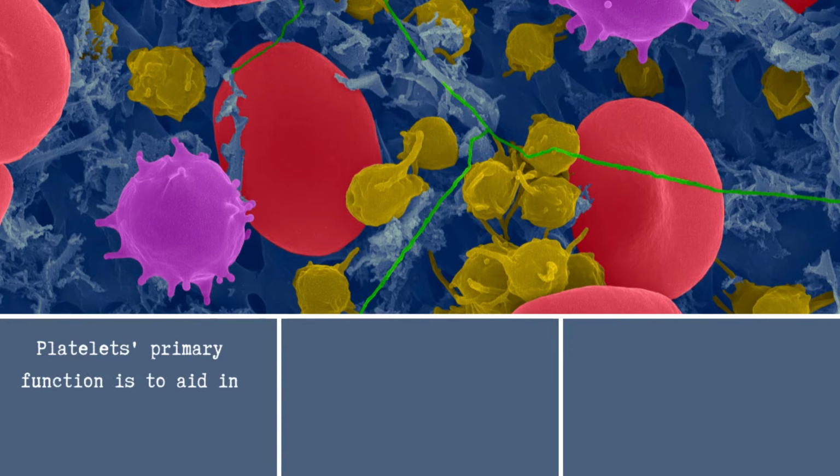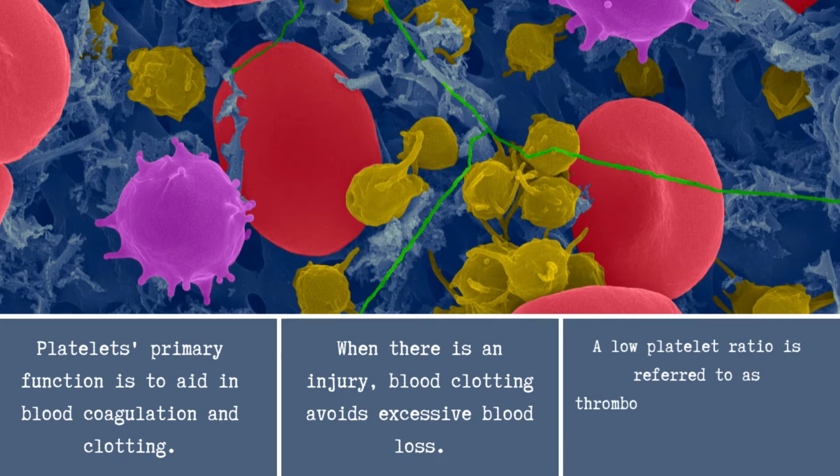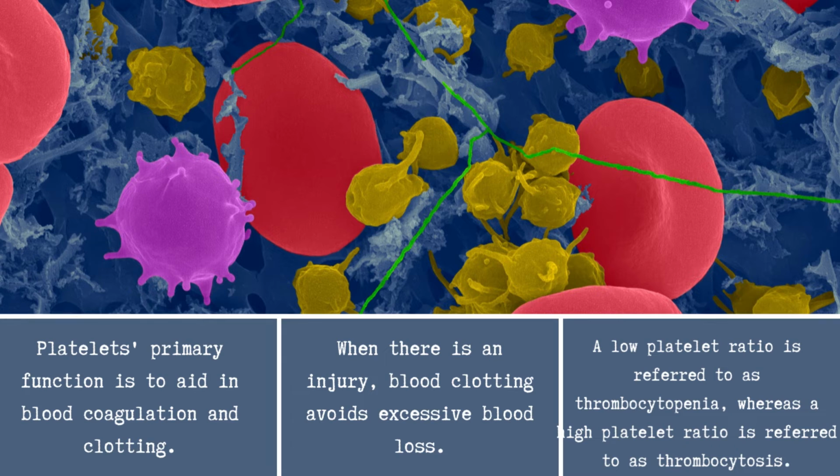Platelets' primary function is to aid in blood coagulation and clotting. When there is an injury, blood clotting avoids excessive blood loss. A low platelet ratio is referred to as thrombocytopenia, whereas a high platelet ratio is referred to as thrombocytosis.